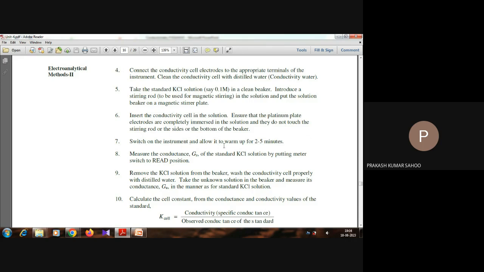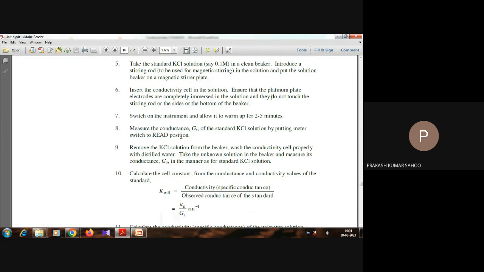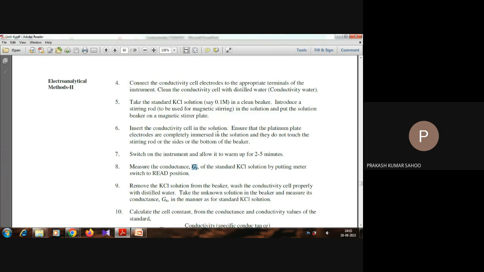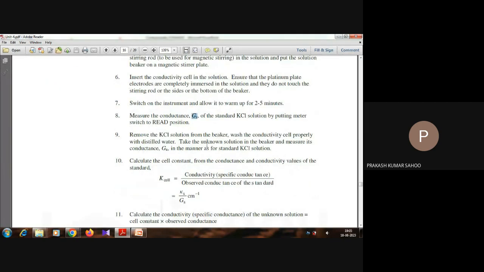Switch on the instrument, warm it up and leave it for 2 to 5 minutes. Measure the conductance G of the standard. This is Gs, for 0.1 molar KCl. Put the meter switch to read. First you switch to CAL, that is calibration, and after calibration you switch to READ. Then put the same electrode in your unknown sample and get the result.